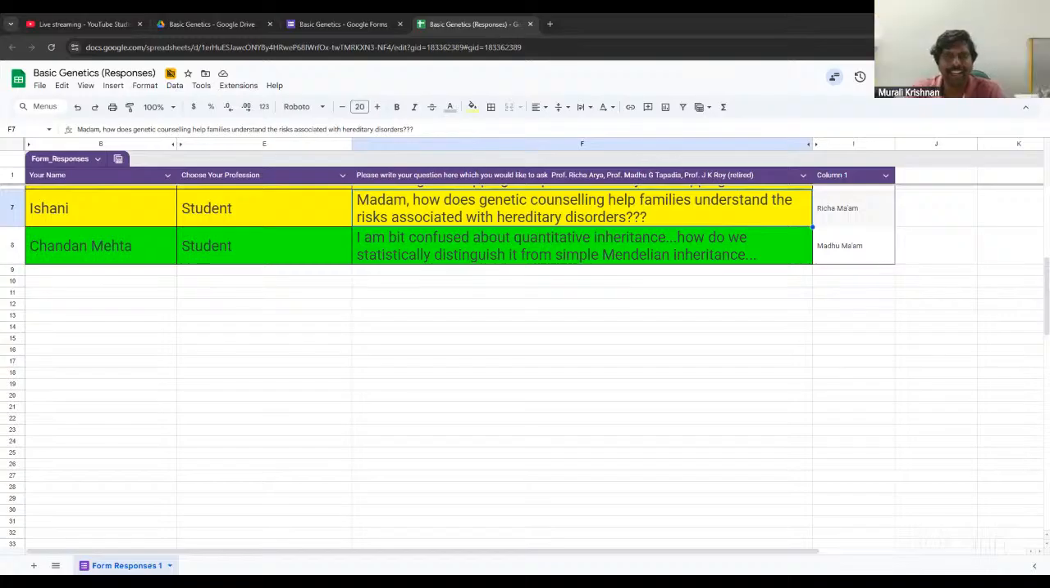Madhu ma'am, would you like to add something? I think Professor Roy and Dr. Richa have explained it very nicely. The basic function of a genetic counselor is, of course, to identify where the problem lies and convey it to the parents in layman's terms so that they can understand.